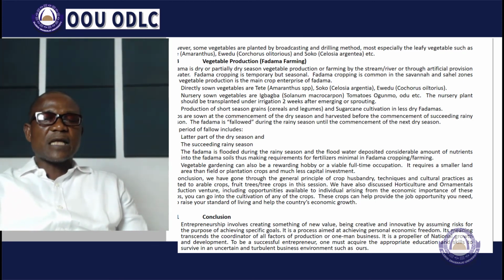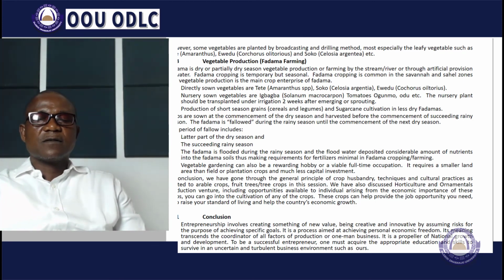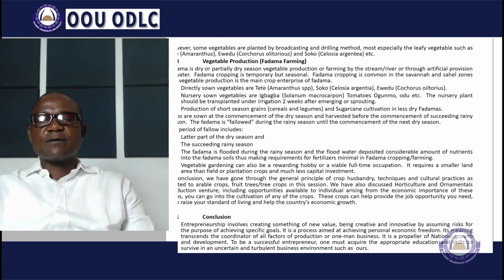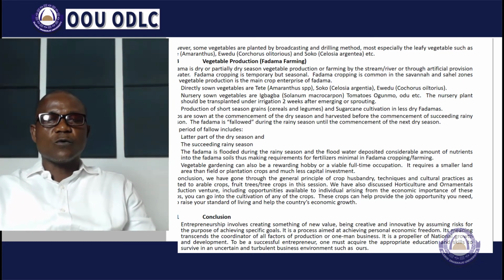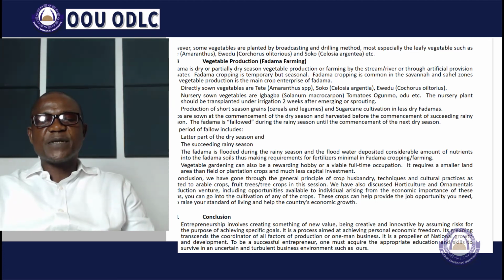Conclusion. Entrepreneurship involves creating something new of value, being creative and innovative by assuming risk for the purpose of achieving specific goals. It's a process aimed at achieving personal economic freedom. Its meaning transcends the coordination of all factors of production or one-man business. It is a propeller of national growth and development. To be a successful entrepreneur, one must acquire appropriate education and skills to survive in an uncertain and turbulent business environment such as ours.